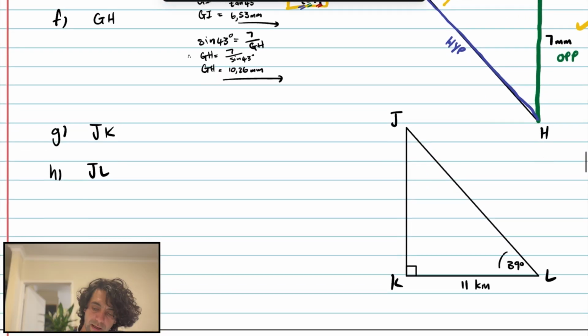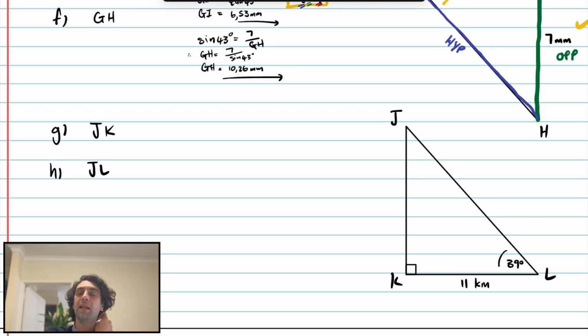Okay. And here is the last example. I am actually going to let you guys do this one by yourself. So if you want to pause it, you can pause it now very quickly and calculate this for yourself. But otherwise, I'm just going to pop the answers on here quickly for you so that you have them. Okay, what we find is JK is equal to 8,91 kilometers. And we find that JL is equal to 14,15 kilometers.